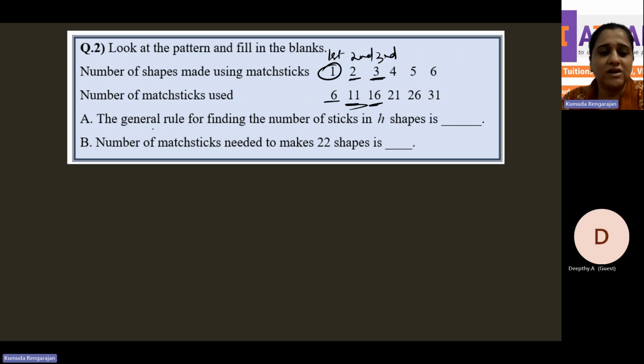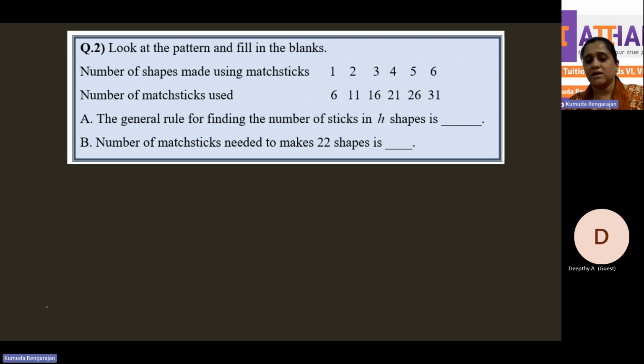Now we need to find the general rule for finding the number of sticks in n shapes. All of you, keep the answer ready. I'll ask all of you. If you haven't, just keep it ready. Deepti, all of you, keep your answer ready. I'll ask you. I want the general rule.